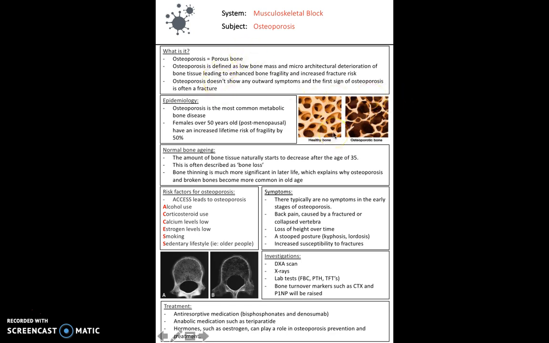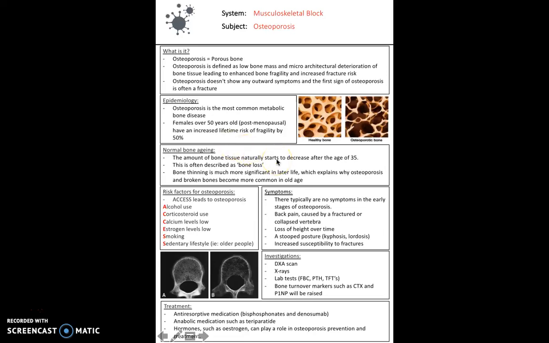So it's defined as low bone mass, and we can see the microarchitectural changes here. So there's deterioration of bone tissue, and as a result the osteoporotic bone has enhanced bone fragility and an increased risk of fracture. Often there's no symptoms of osteoporosis until the first sign being a fracture. This is most commonly in females over the age of 50 because they've got a 50% increased risk of fragility, so they've got an increased risk of fracture, and therefore at this fracture time the investigations will reveal that they have osteoporosis.